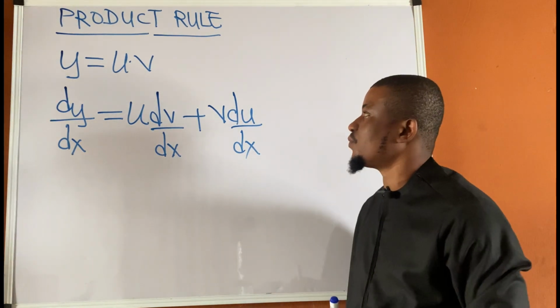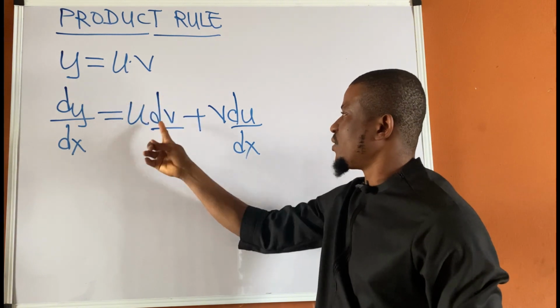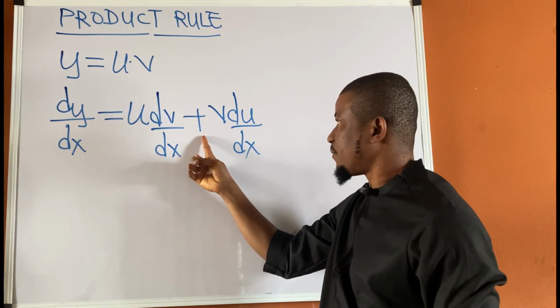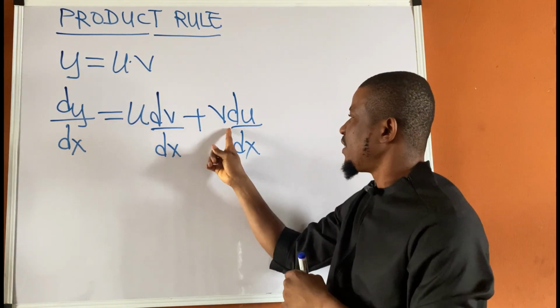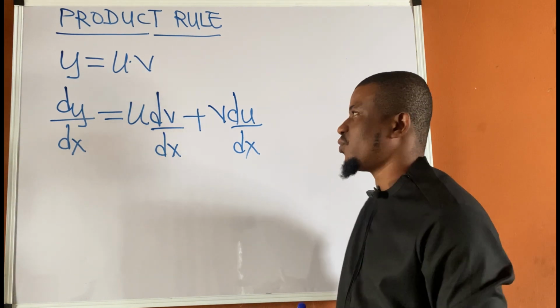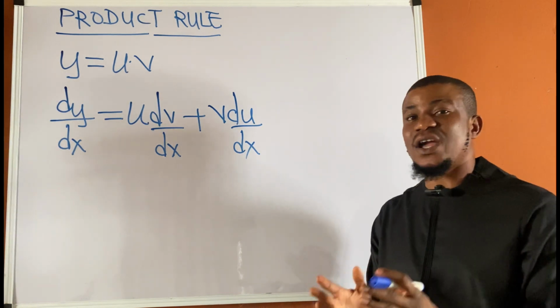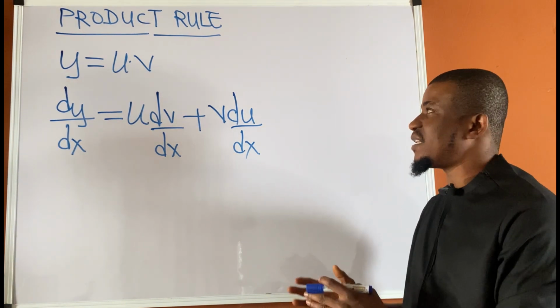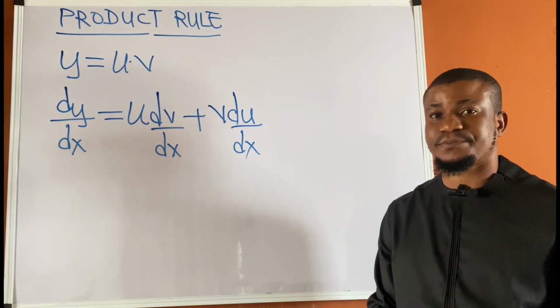This is our product rule. uv, keep your u first, differentiate v with respect to x, plus, we need to make sure it's a plus in between, and then keep your v, differentiate your u with respect to x. That is our product rule. So what you simply need to do, if you have two functions multiplying, identify one to be your u, identify the next one to be your v, and differentiate, apply your product rule.